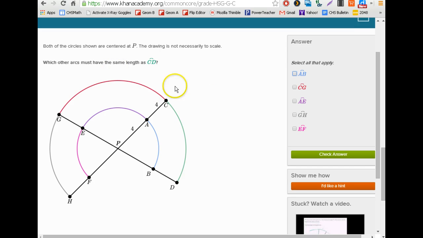Alright, both of the circles are centered at P. The drawing is not necessarily to scale. Which other arcs must have the same length as CD? Aha. So the same length. Well, you might think, ooh, this is the same length, but it's not, and I'll tell you why. These angles are the same, but remember, the length of the arc is proportional to the radius of the circle. The radius of this circle is 8, and the radius of this circle is only 4. So CD needs to be on the same circle, with the same angle measure. It's going to be arc GH.